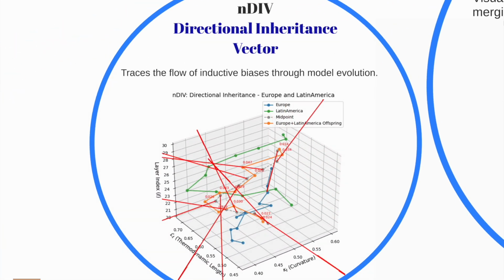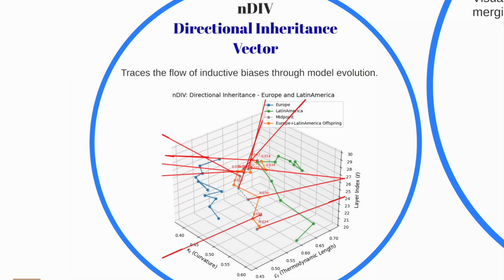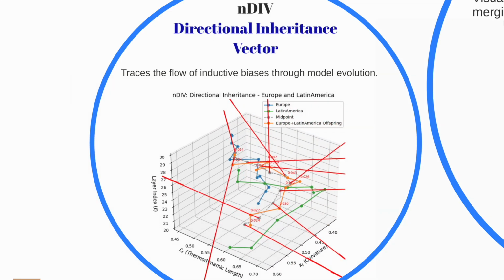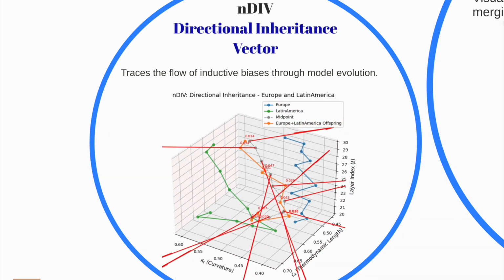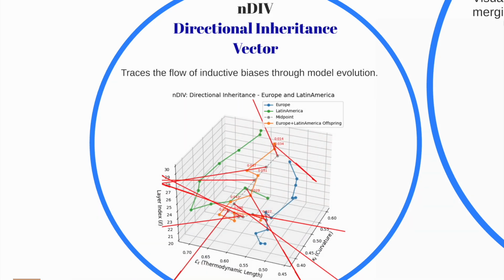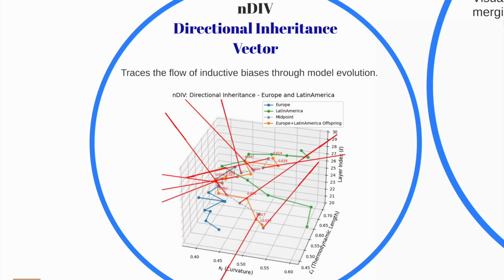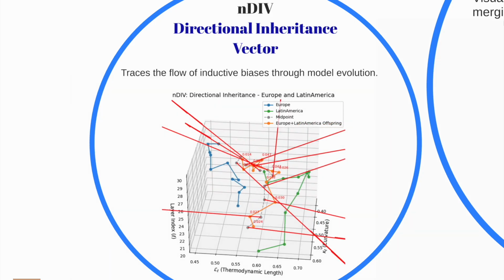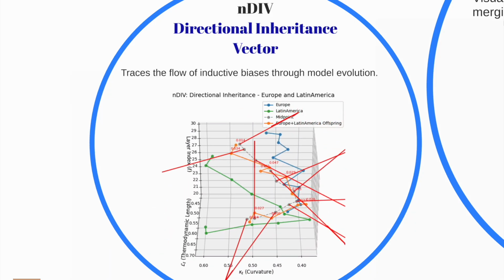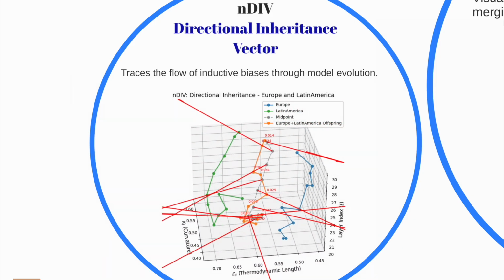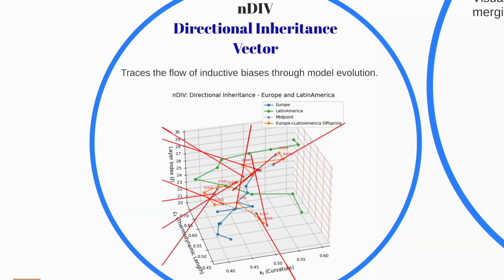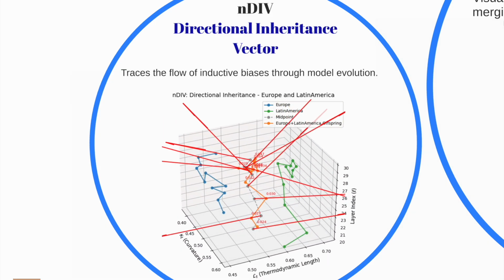Directional inheritance vector, NDIV, a per-layer vector field that shows which parent's inductive bias is pulling the offspring and how strongly. Concretely, at each depth we place a point at the parental midpoint in nDNA space, kappa, L, then draw a vector from that midpoint toward the offspring. The vector's direction encodes whose priors are winning. Its length encodes the strength of that pull.